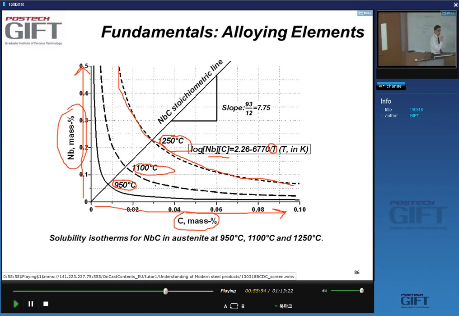The other important information we have, connected with the solubility equation, is the stoichiometry of a compound. For instance, niobium and carbon form niobium carbide. So every time we take one niobium atom out of solution, we also take one carbon atom out of solution. More generally, every time we take one mole of niobium out of solution, we also automatically take one mole of carbon out of solution if we form NbC, niobium carbide.